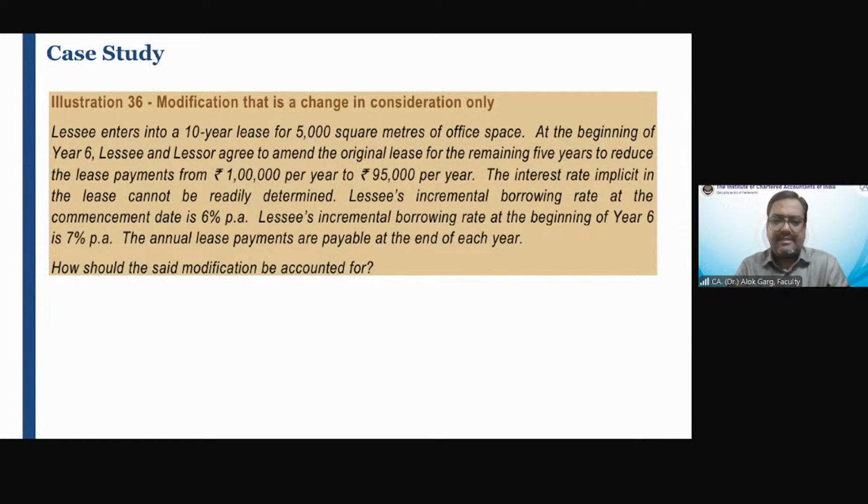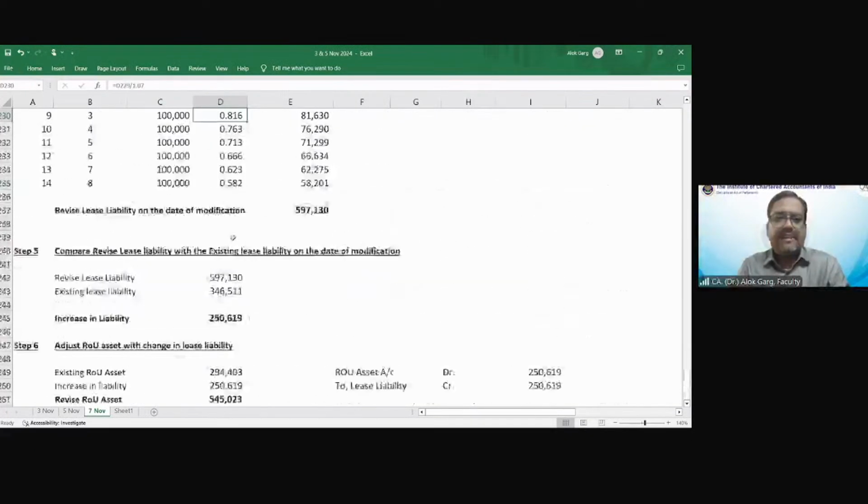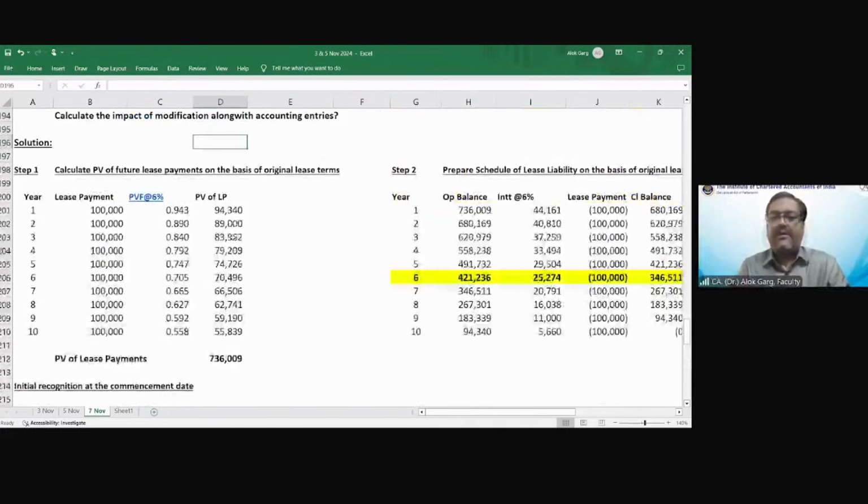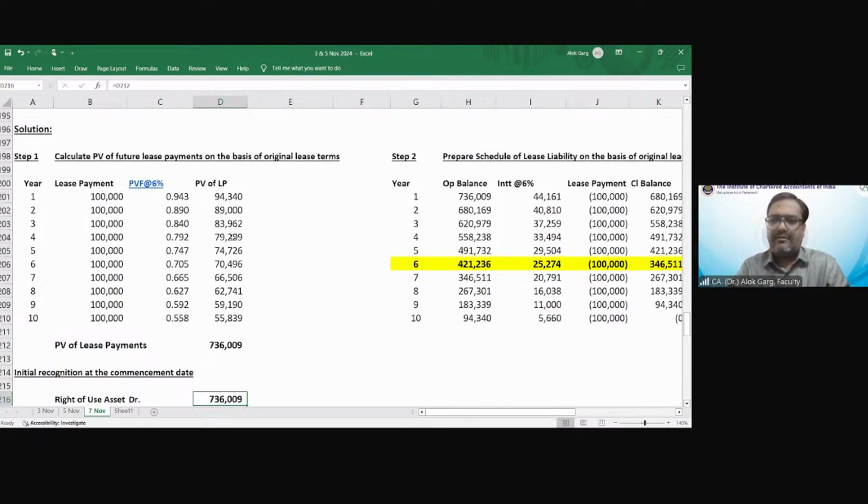Like in this particular example, when initially I discounted my 10-year lease payment, I got a lease liability of 736,009. Correct? Yes, sir. I got it now. You got it now? Yes, sir. Shall I explain further? No, sir. Thank you so much. Okay. Right. So can I solve this illustration number 36?